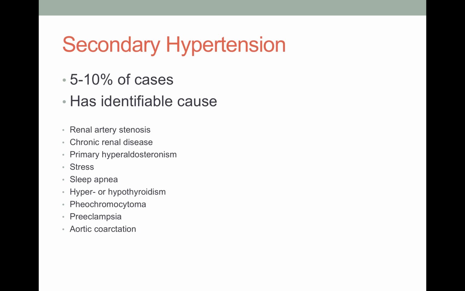Hyper or hypothyroidism. So this can be overactivity of the thyroid or underactivity of the thyroid, and the thyroid is really responsible for regulating metabolism. So if you have alterations in the hormones that are related to metabolism, this can also negatively impact vascular resistance. It can impact a lot of different factors that will lead to hypertension. So it's a little bit more of a convoluted mechanism, but not uncommon.